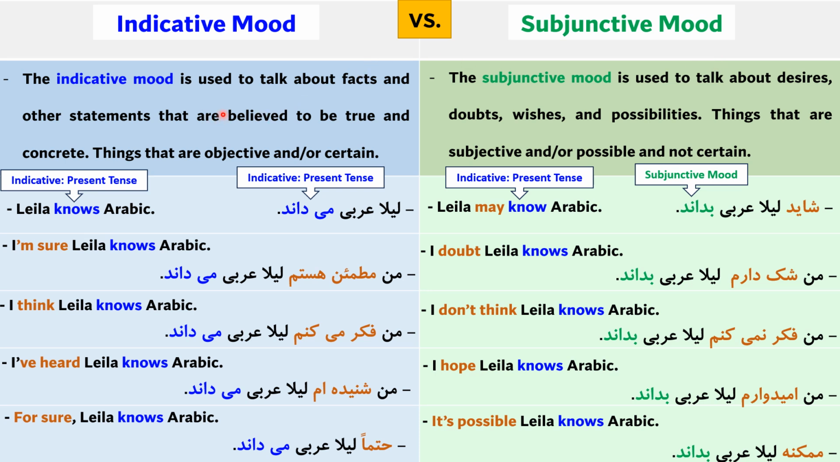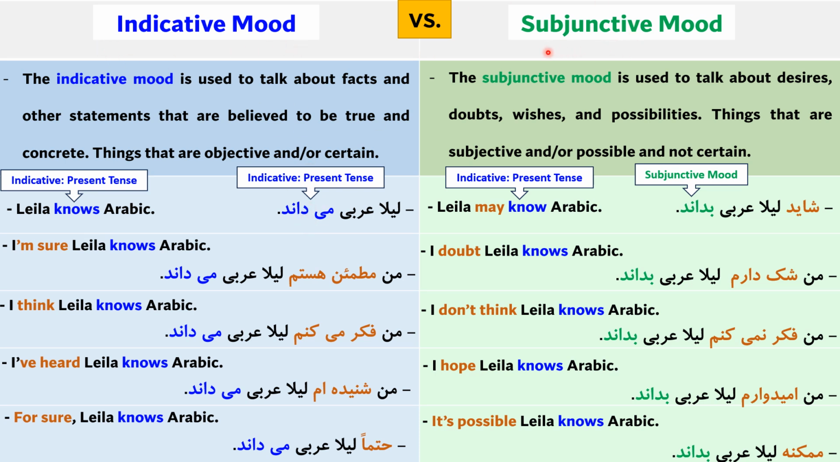So we said earlier that indicative is used to talk about facts. It is based on objective facts. For example, Leila knows Arabic. Leila عربی میداند. So this statement is objective. And then we have other sentences. I'm sure, I think, I've heard, for sure. These are also objective. Now, if you look at the tense in English, knows is the same in Farsi. میداند, میداند, میداند, میداند, which this tense in Farsi is present tense. So we said when a verb has a tense, it's in indicative mood.